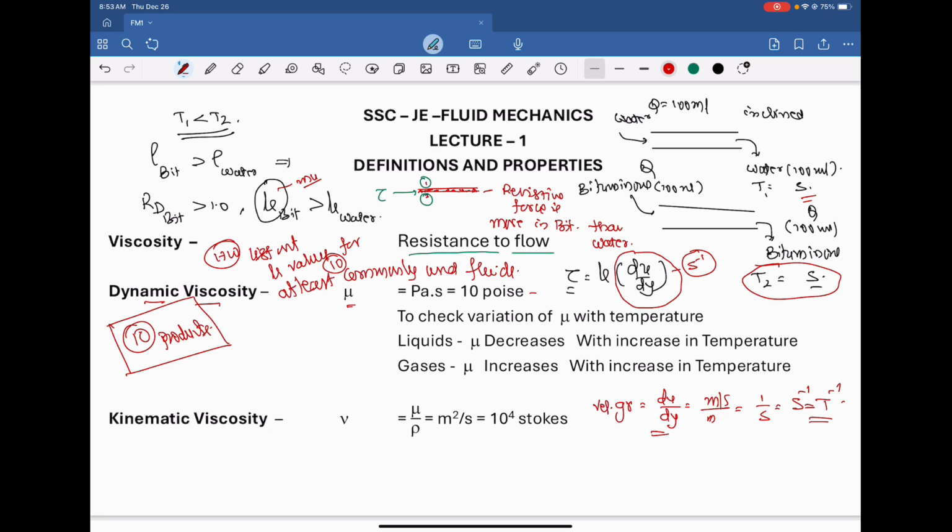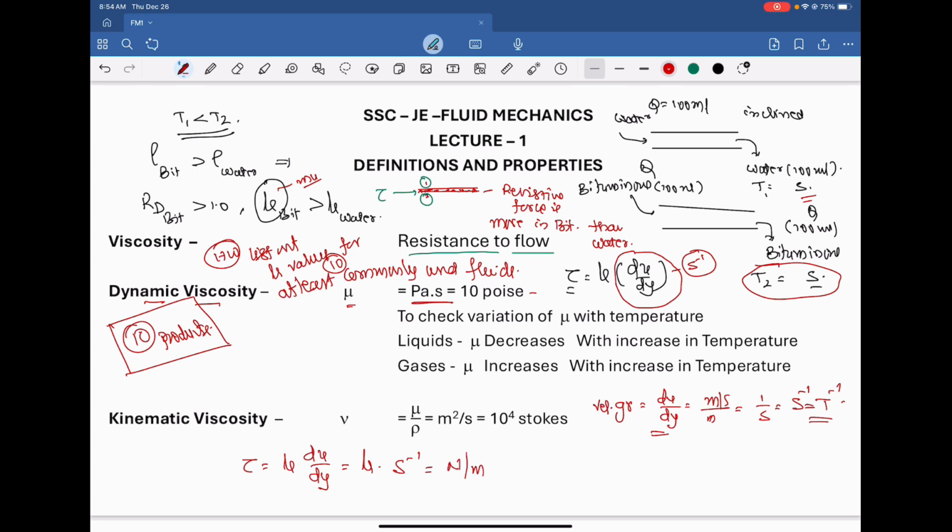Next, this mu. We call it dynamic viscosity, and its unit is Pascal second. Please tell me how dynamic viscosity can be Pascal second. Can you derive the units for it? We know from Newton's law, tau is equal to mu into du by dy. du by dy we already know is per second. That is mu into per second.